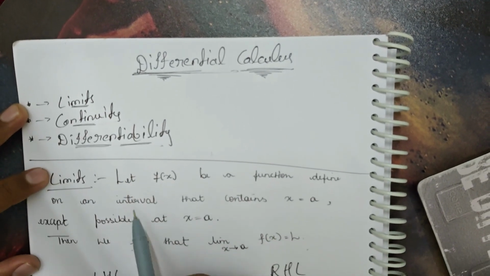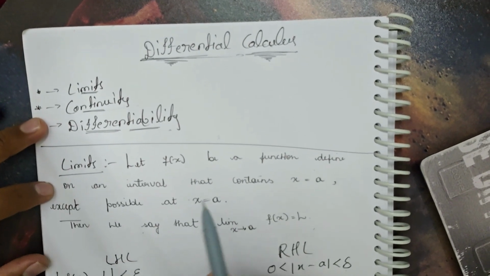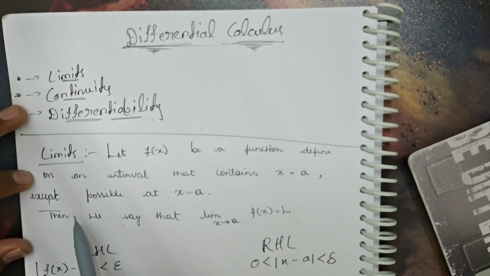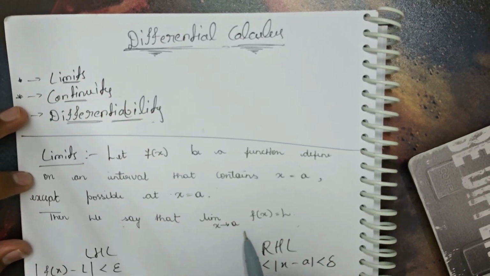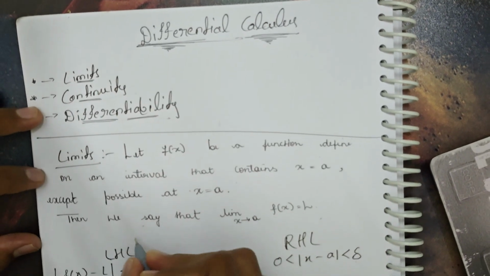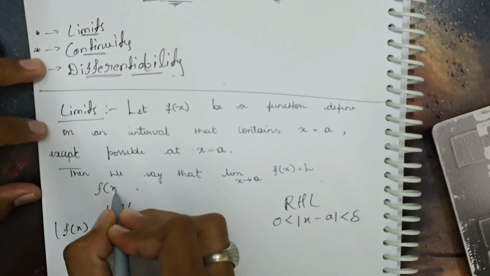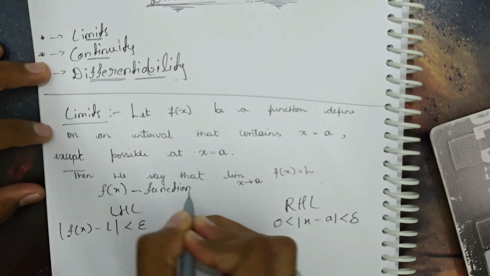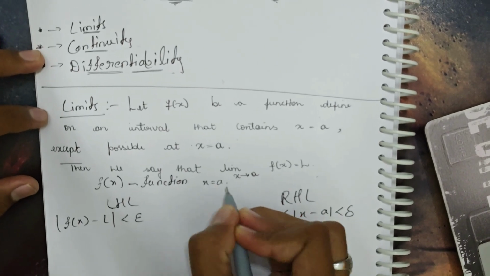The definition of limits is: let f of x be a function defined on an interval that contains x is equal to a, except possibly at x is equal to a. Then only we can say that the limit as x tends to a of f of x is equal to l. The meaning of that is f of x will be considered as a function, and for this function we have defined an interval around x is equal to a.